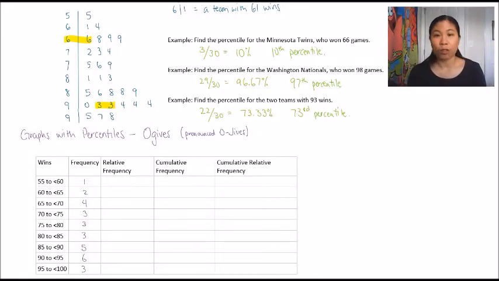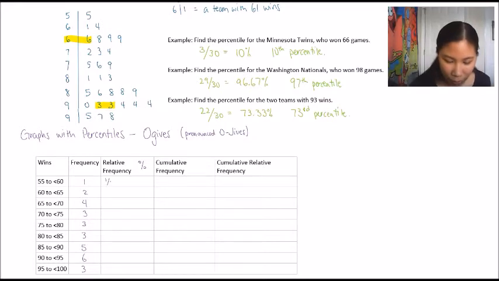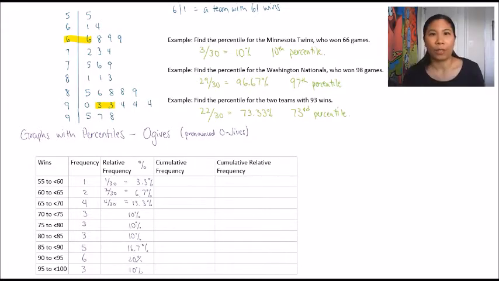Okay, so our relative frequency, remember, that's our percents. So we had total data 30 data points total. So to find our relative frequency, we're just dividing each of our frequencies by 30. Okay, so I've just gone ahead and calculated all the relative frequencies. So the next thing we want to look at is cumulative frequency.